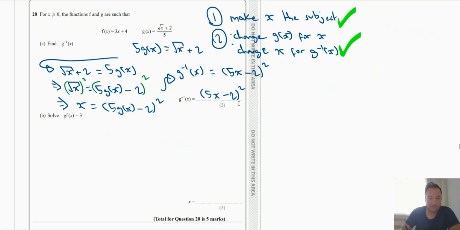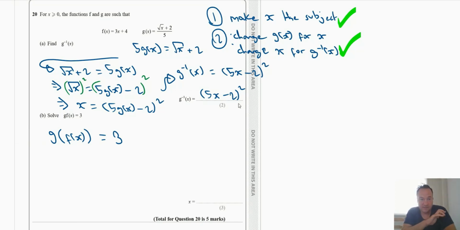Part B, we need to solve gf of x equals 3, 3 marks. So for this, guys, you want to find out what this is. This is actually a composite function, so it's a function of a function. And we can write this out in a different way. This is how I normally do this. gf of x equals 3 is exactly the same as saying g of f of x equals 3. Okay? So that's the first thing.